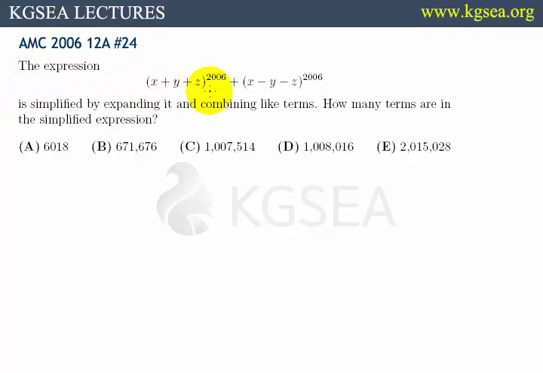The expression, as you see here, is simplified by expanding it and combining like terms. How many terms are in the simplified expression? Obviously, this would be a horrendous expansion. Let me tell you, I ran this on Mathematica about 30 minutes ago, before I started explaining this, and it's still running. So I think we will finish this before Mathematica does. That's how horrendous this is.